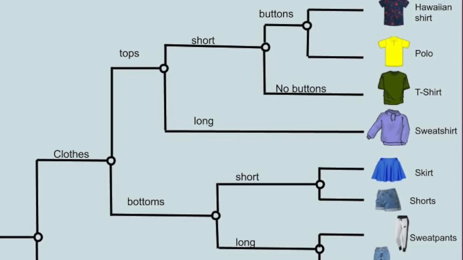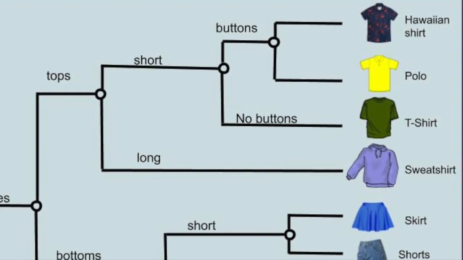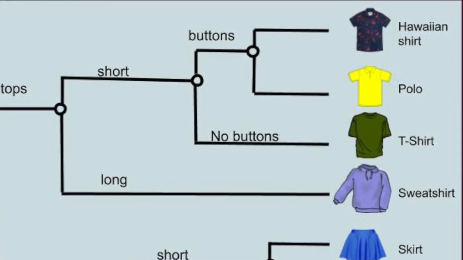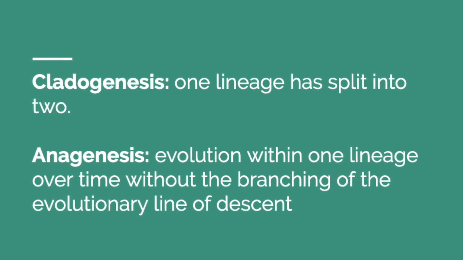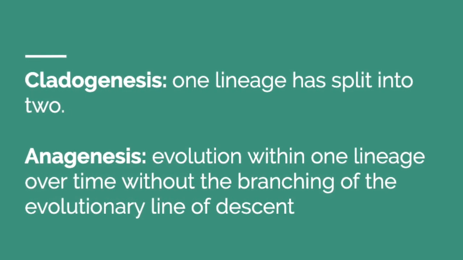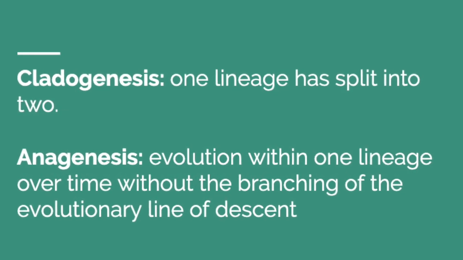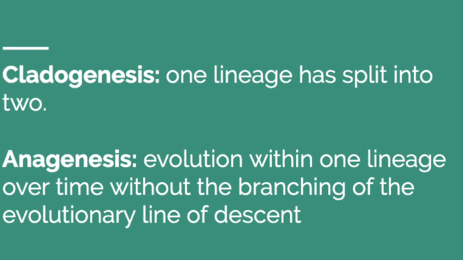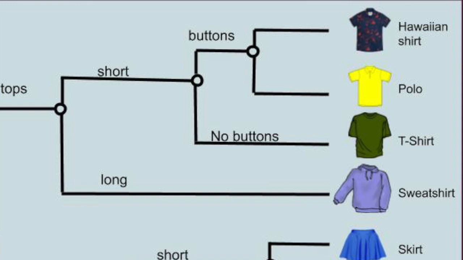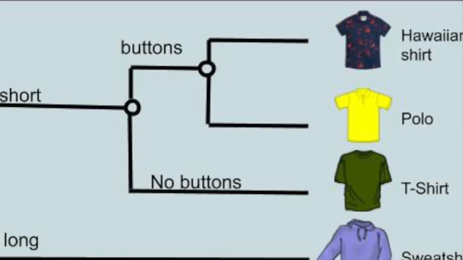Let's take a closer look at the OTUs that came from the common ancestor for tops. Here we can see cladogenesis, where one lineage has split into two. Another type of species formation is anagenesis, which shows the evolution within one lineage over time without the branching of the evolutionary line of descent. Cladogenesis splits the top lineage into short and long tops. This divergence resulted in the OTU of sweatshirts.